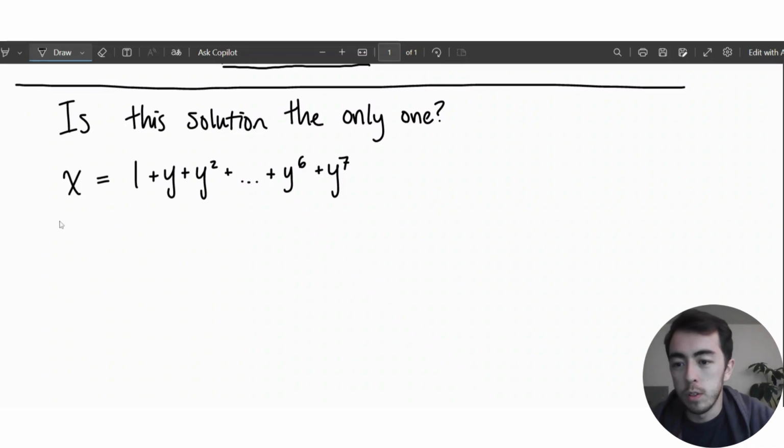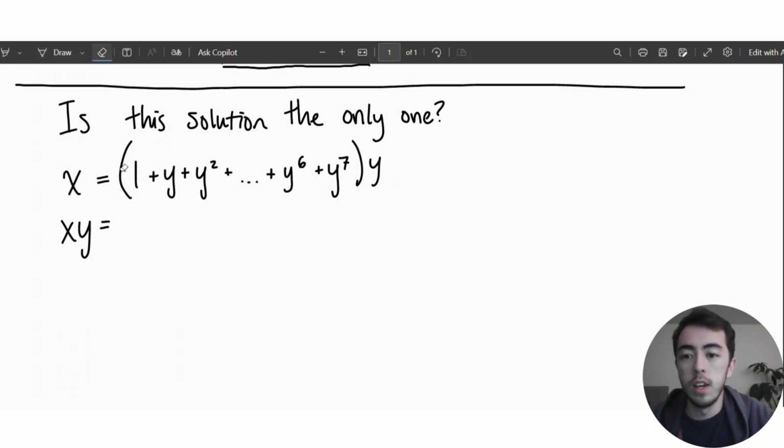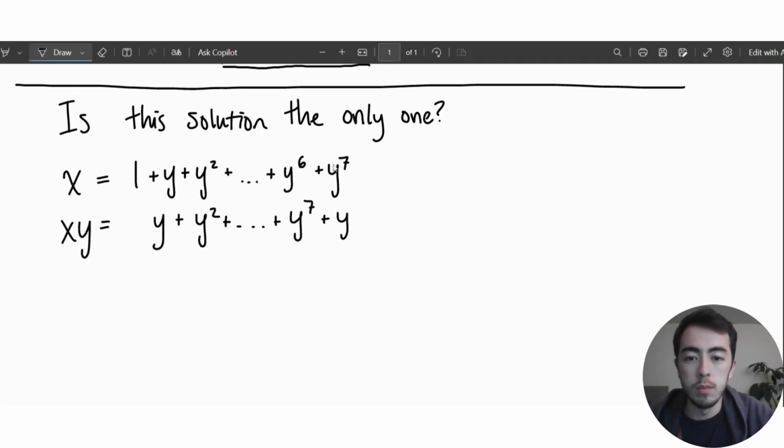I am going to do x times y right here. I'll say x times y is equal to. And what this will do is tack on another y to all of these. And essentially, all of them are going to get another y. So that 1 at the start is going to turn into a y. That y will be a y squared, and so on and so forth until this turns into a y to the 7th. And this last one, multiplied by y, is y to the 8th.